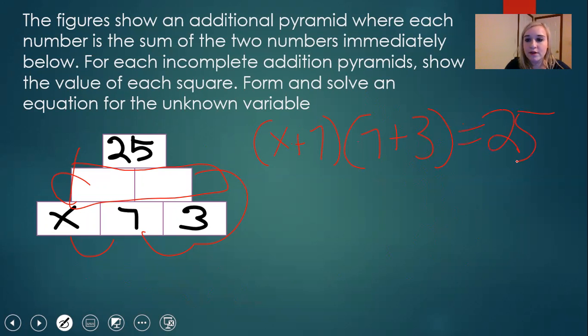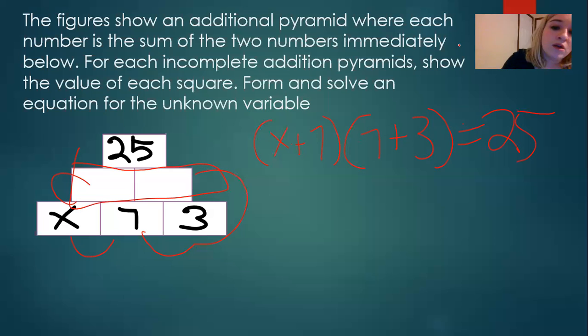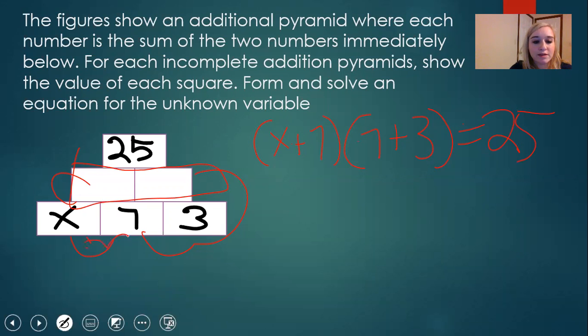equals 25. Now that I'm looking at this, actually after I wrote that equation, I just had a thought. So we don't know what x is plus 7, but I know that 7 plus 3 is already 10.